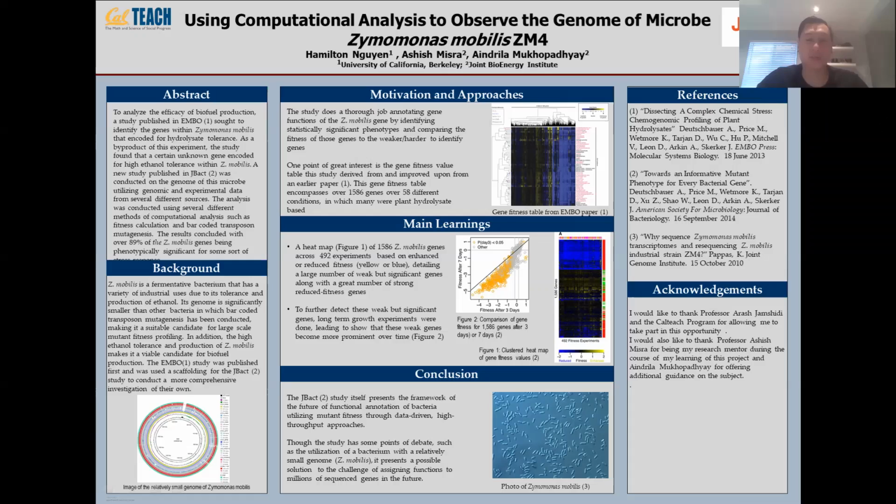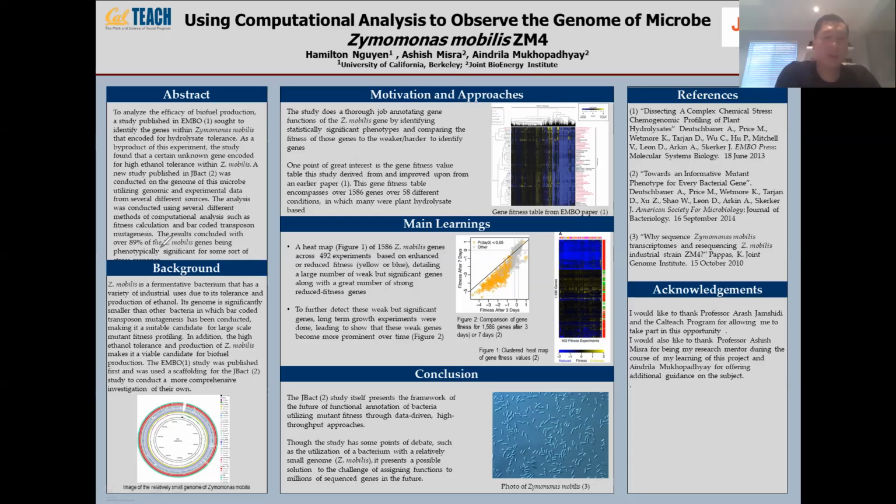The second study was the JBAC study. The JBAC study was a more comprehensive study based on actually annotating the entire Z. mobilis genome, using a new technique called bar-coded transposon mutagenesis. It was a lot more comprehensive than the first study because it was mainly focusing on actually annotating those genes.